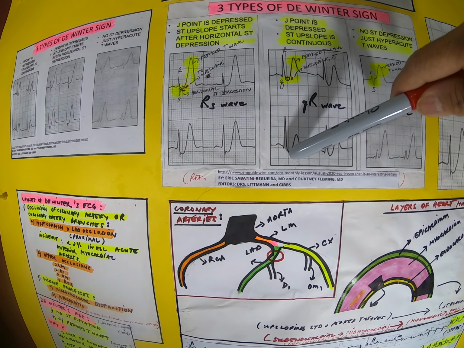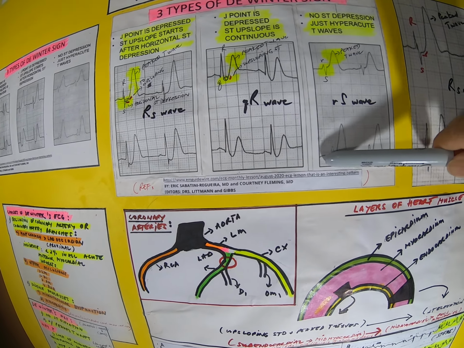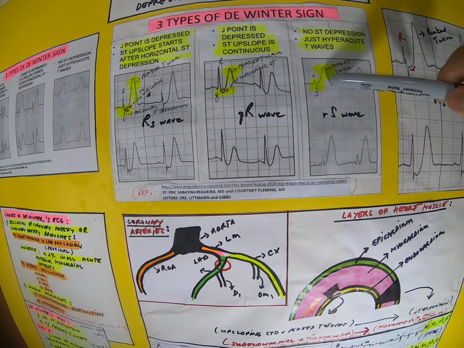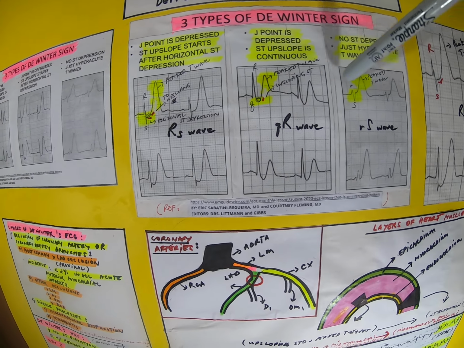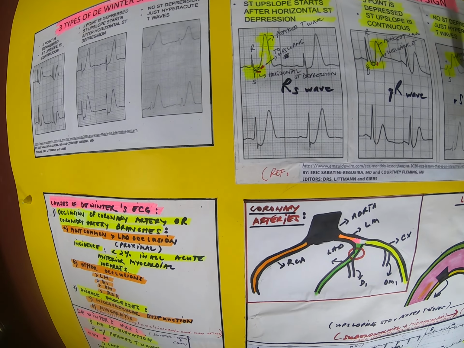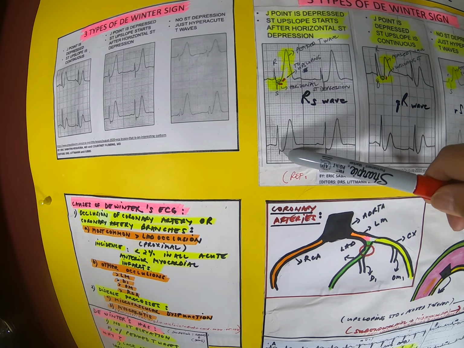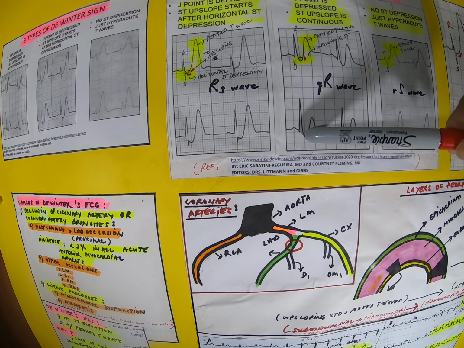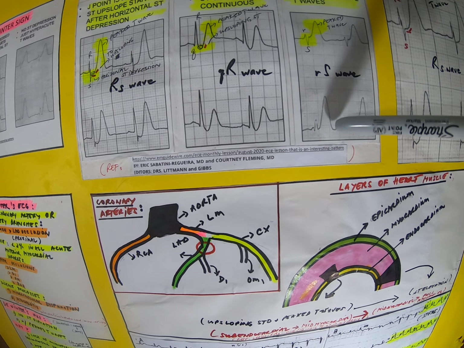Okay. In type 3, we have no ST depression, just hyperacute T waves. So in here, you see that we have an ST segment that is almost baseline. That's why they said there's no ST depression, but we have hyperacute T waves. So all their T waves are hyperacute. The only differences here: type 1, you have ST depression, horizontal, upsloping. The second one, you have a slight downsloping ST depression, and the tail part of the ST segment is being pulled up, having peak T wave. And the third one, there's no ST depression at all.